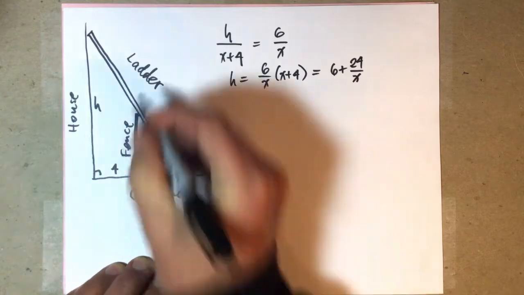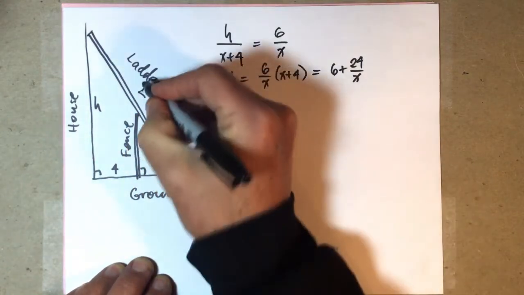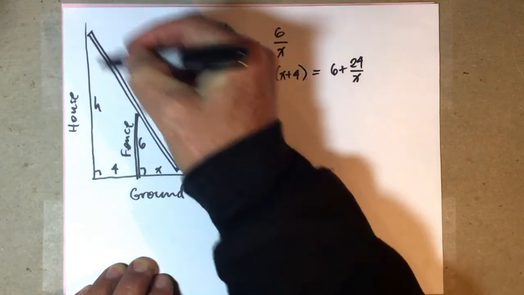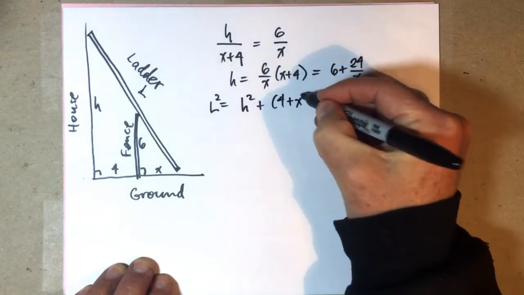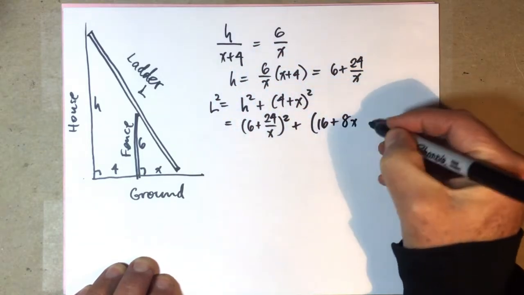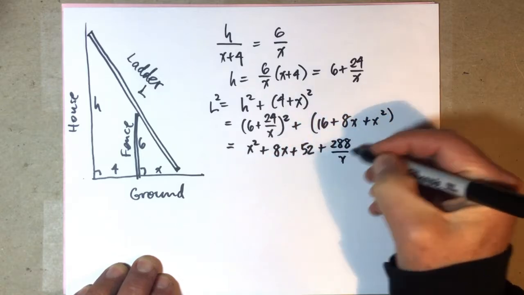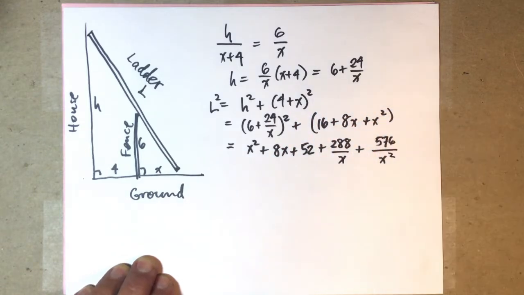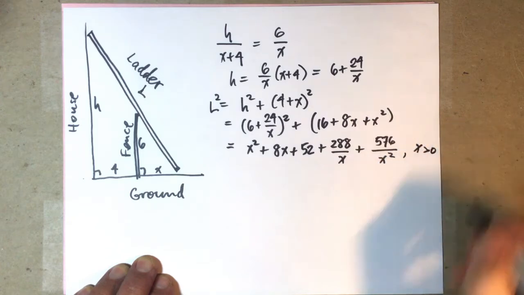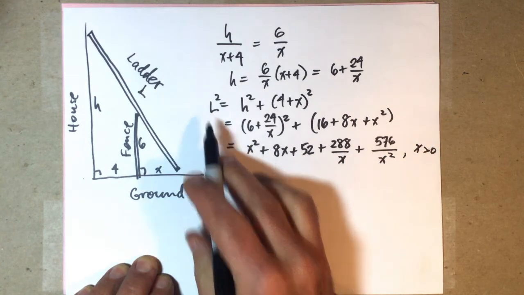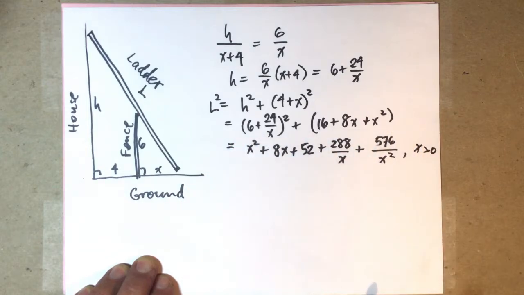The other relation that we have is that the length of the ladder, I'll call capital L, satisfies Pythagoras. L squared is h squared plus this side squared. And as usual, I'm expecting you to check this on your own time. Now, x can be anything positive. No restriction there. We can solve for L by taking the square root, but that's going to give us something ugly. And rather than worry about taking a square root, I'm just going to work with L squared.